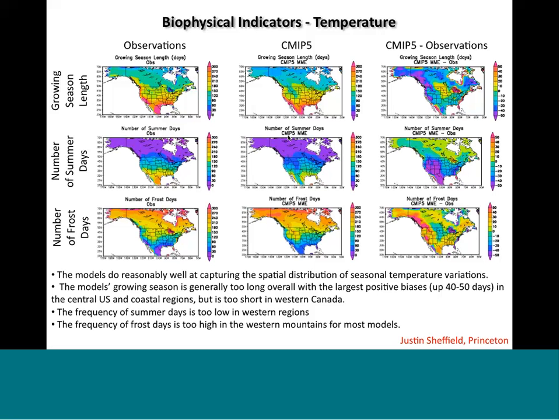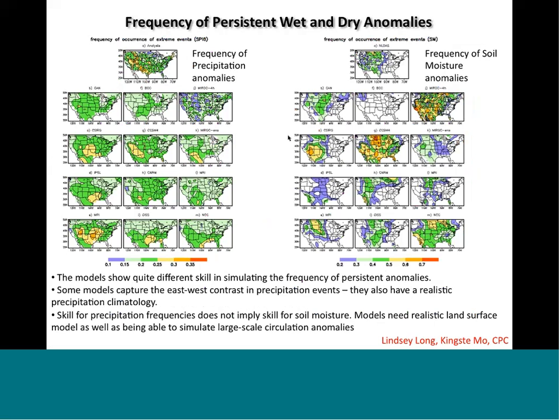Another interesting aspect is the frequency of persistent wet and dry anomalies. So dry anomalies is essentially drought. And so we're looking at this in 2 ways. On the left here is in terms of precipitation anomalies. On the right is in terms of soil moisture anomalies. And if you think about this on the dry side of things in terms of drought, then here we're representing the frequency of meteorological drought. And then on the right, this is the frequency of agricultural drought. But we're also looking at the other end of the spectrum in terms of persistent weather anomalies as well.